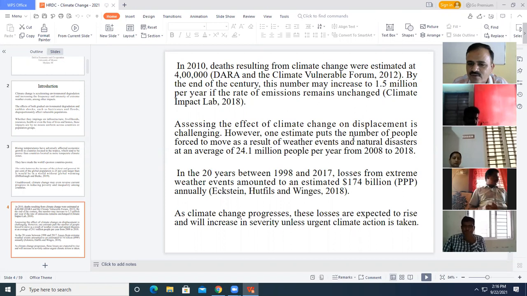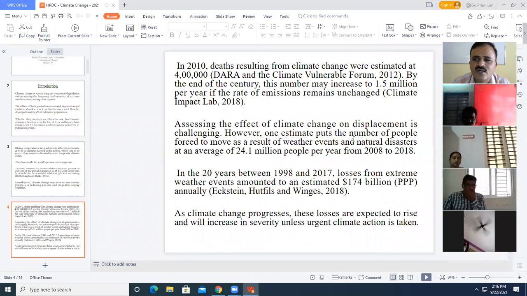Assessing the impact of climate change on displacement is challenging. It is very difficult to assess the impact of climate change on displacement. As I told you earlier, climate change has a wide range of effects on the economies of the countries of the world, not just on income, not just on health related aspects. It also affects the displacement of people, that leads to migration also.